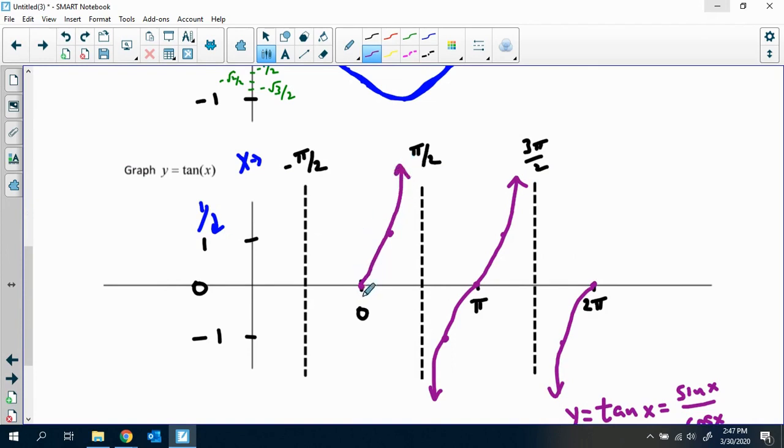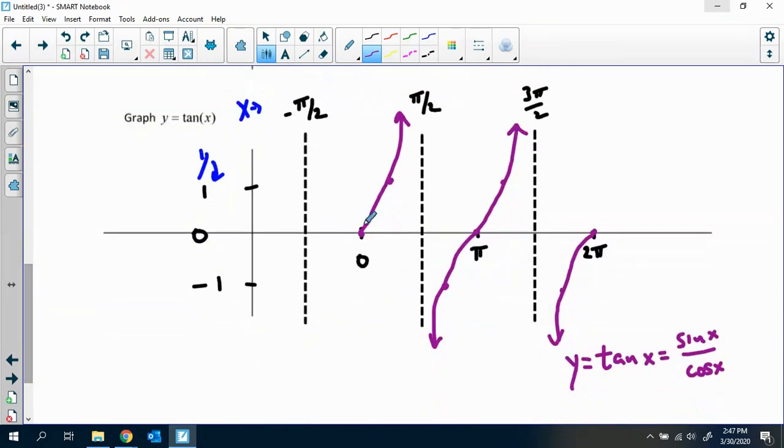Now, why did I stop here? I stopped here because that was what I just did from 0 to 2 pi. But I don't have to stop there. I can keep going, and tangent's going to look something like this. And then at 5 pi over 2, I'm going to have another dotted line, something like that. So this is what the tangent graph would look like.